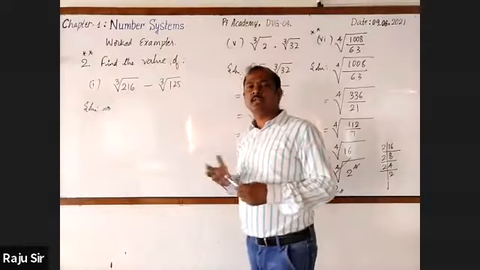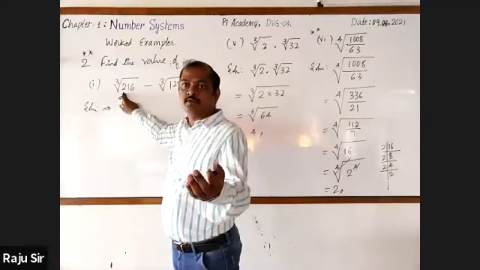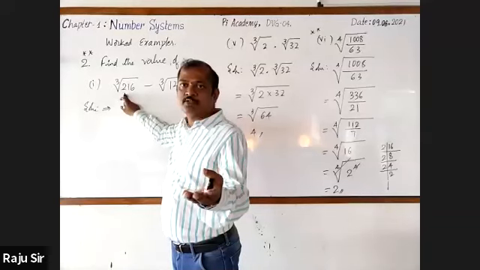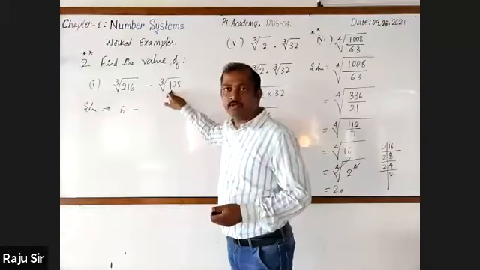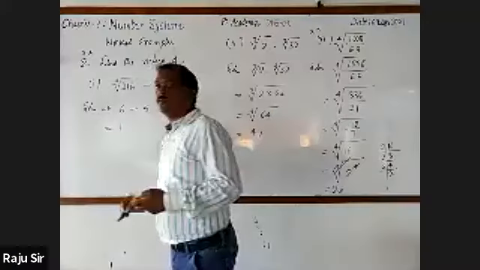You can tell its answer directly. 1, sir. 1. Very good. Observe. You all know that 216 is a perfect cube. Cube root of 216 is 6. Cube root of 125 is 5. 125 is also a perfect cube. So 6 minus 5 is 1.